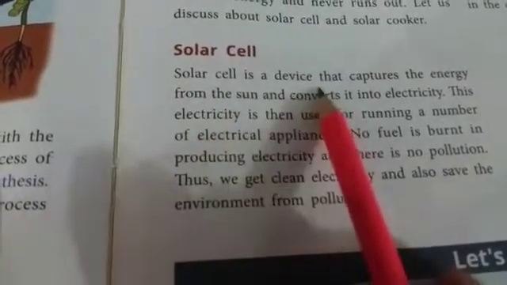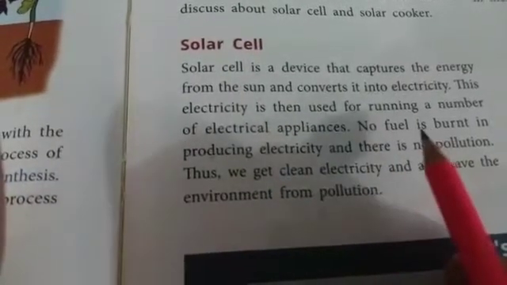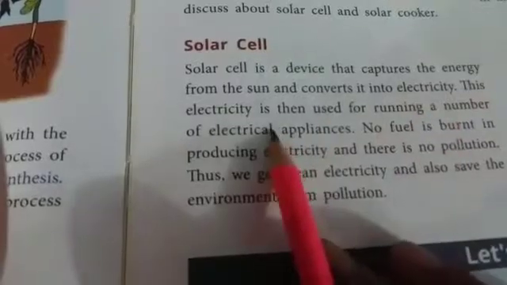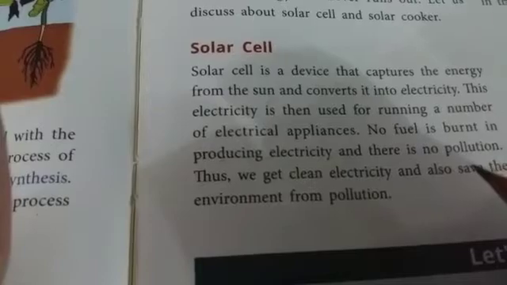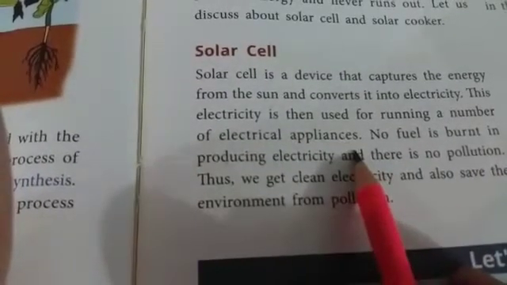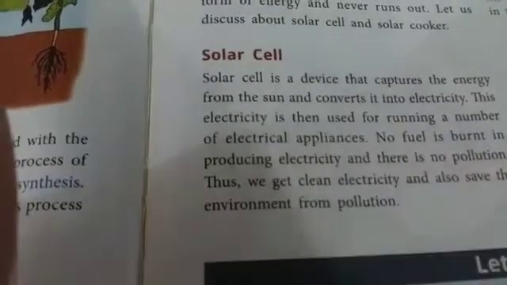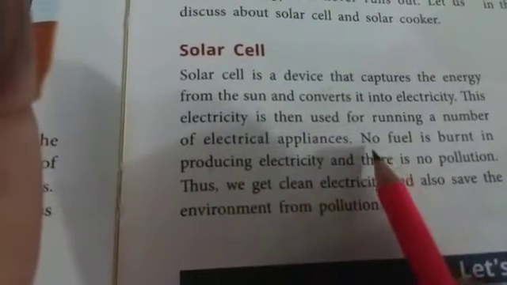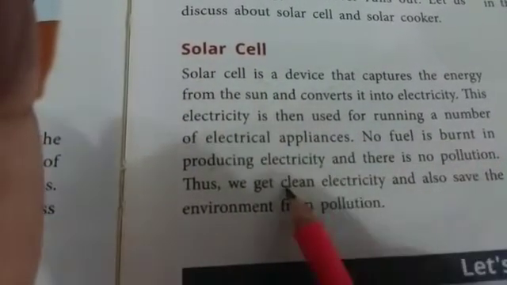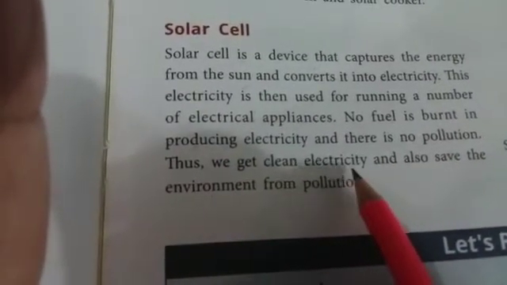Solar cell is a device that captures the energy which we get from the sun, and it converts it into electricity which is used by us. The electricity is then used for running our electrical appliances, the appliances which we use in our house, like our grinder, then solar cooker. For the electricity which we get through this solar cell, no fuel is burnt to produce it, and so there is no pollution. Thus we can say that we got clean electricity and also save the environment from pollution.